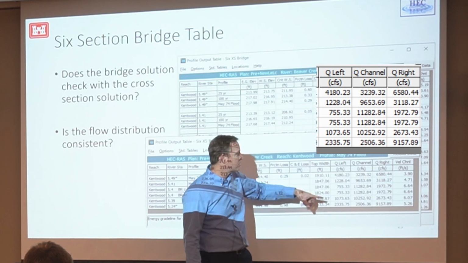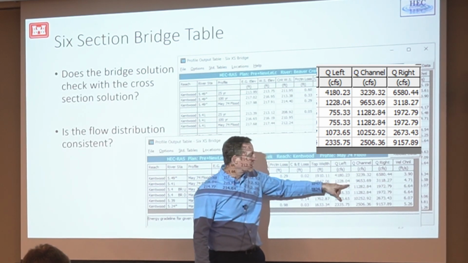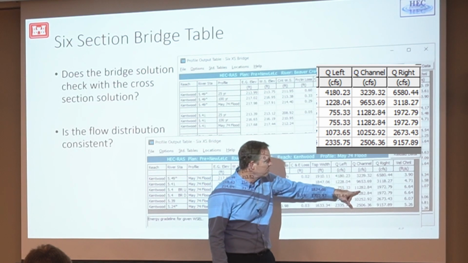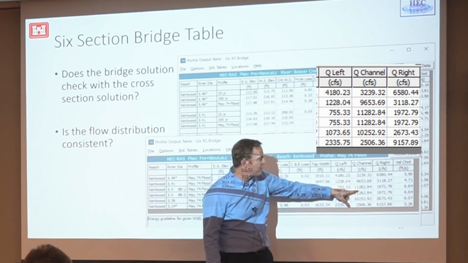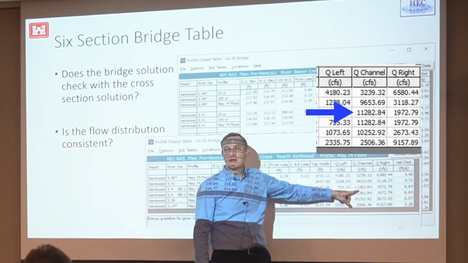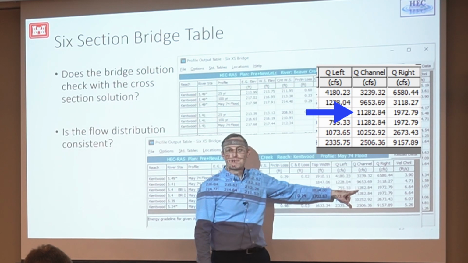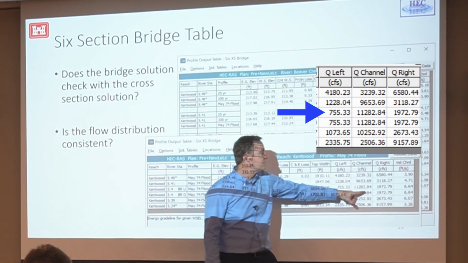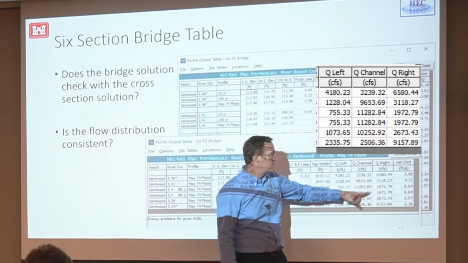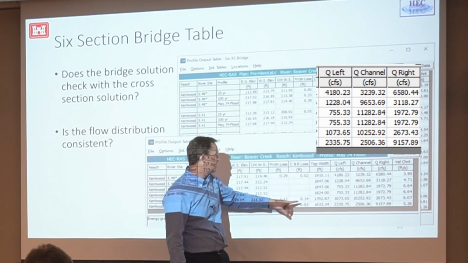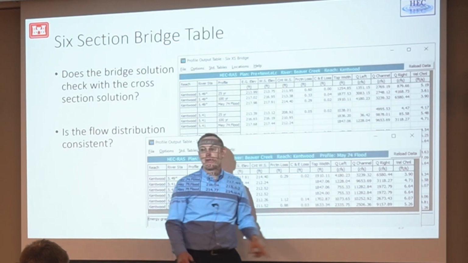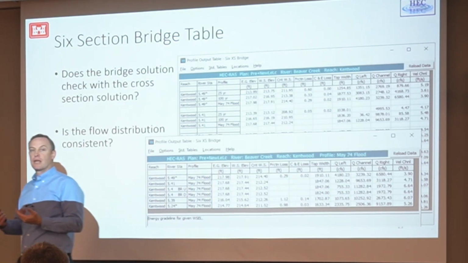As we get closer to the bridge, you can see it's contracting and going into the bridge. And then as we get to the bridge, we can see we have most of the flow in the bridge opening, but we still have some in the overbank. We want these numbers to help balance with the amount of weir flow we're getting.